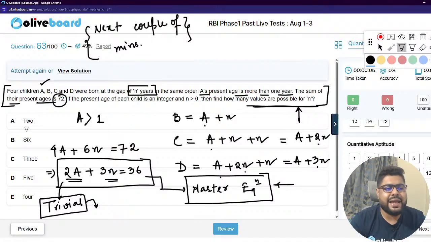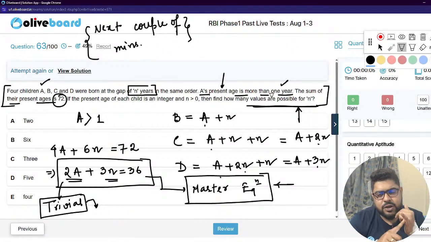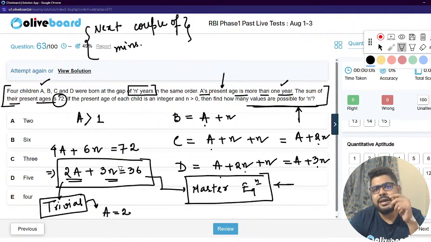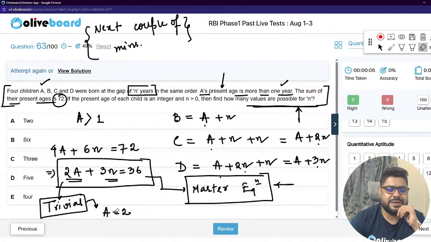But again, A cannot be 0. A's present age is more than 1 year. That means A cannot be 0, A cannot be 1 as well. So the minimum value A can be is 2. Let's put A equal to 2. If I put A equal to 2, so 2A, that means 3N is becoming 32. Not possible, sir. You are getting my point? That is not possible.